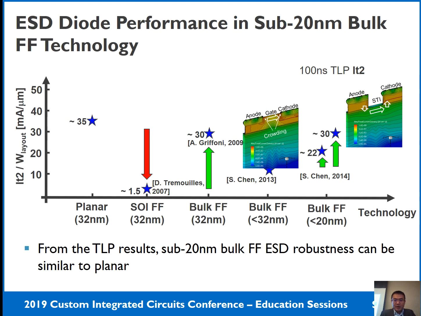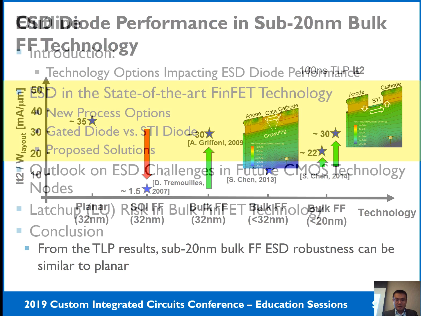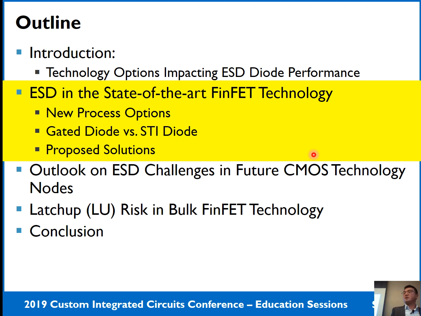So let's quickly align our gated diode result and the STI diode result in this ESD diode performance figure. So they look quite good. I mean, it's already approaching the old-type bulk FinFET technology with this planar-like landing pad. But can we further enhance the ESD diode performance in state-of-the-art FinFET technology? So I will show you some proposed solutions.